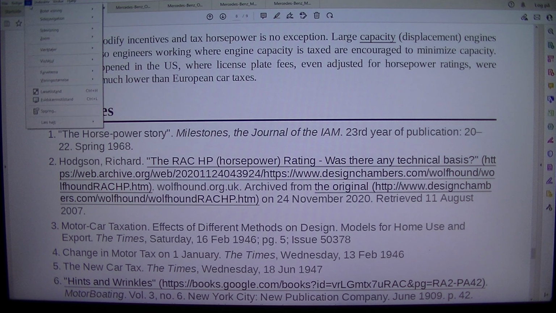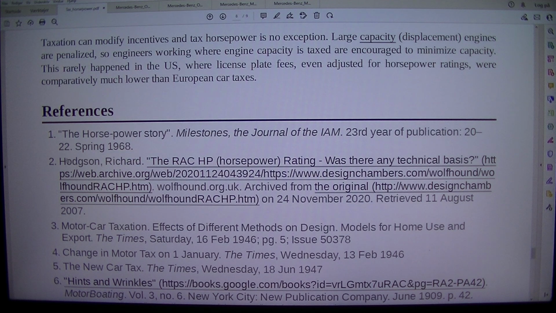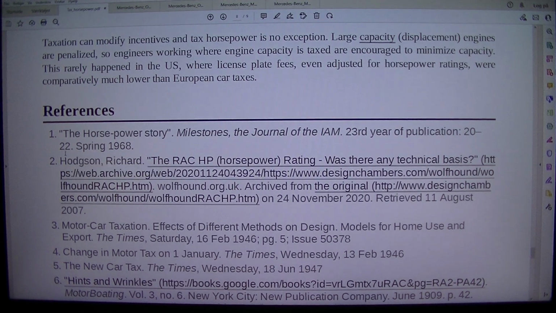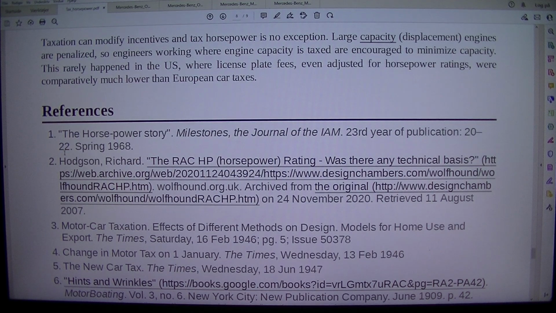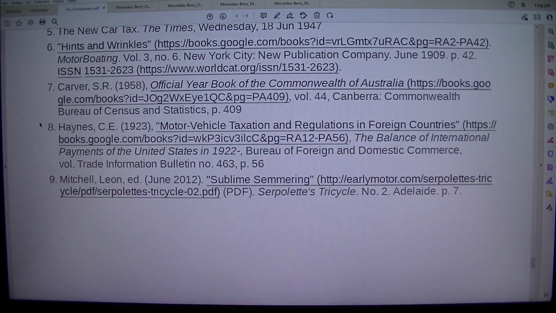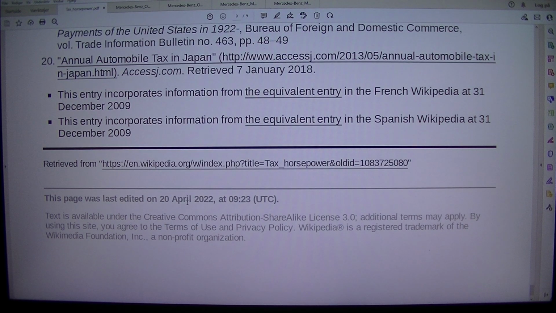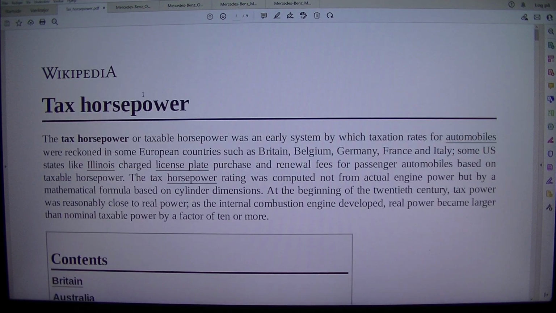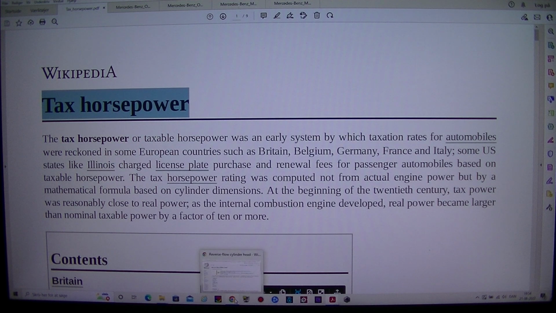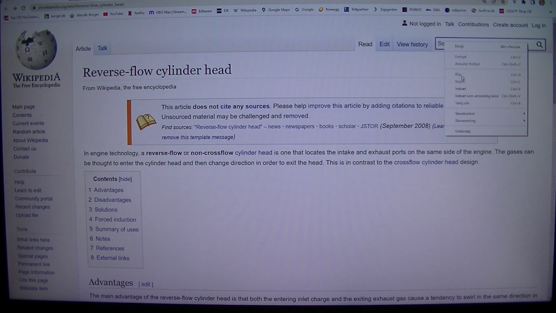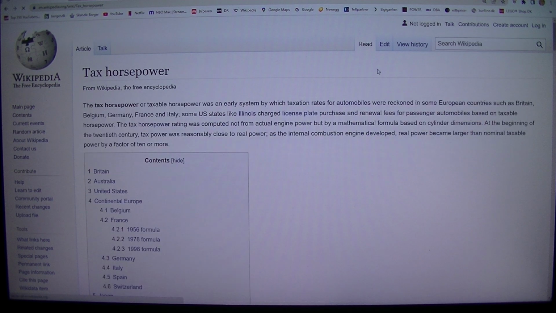References: The horsepower story, Milestones. I have not read this. So that was 32 minutes, and like always I saw some links I would like to check. This was edited 20 April last month, tax horsepower, but just to save power on the camcorder, I'm going to pause recording. But there were some links there I like.